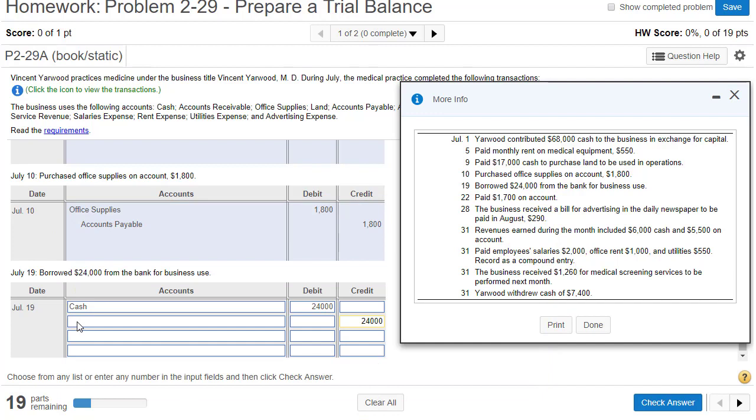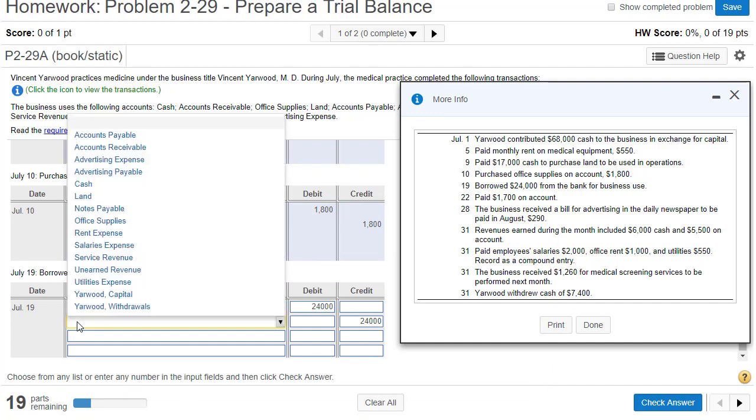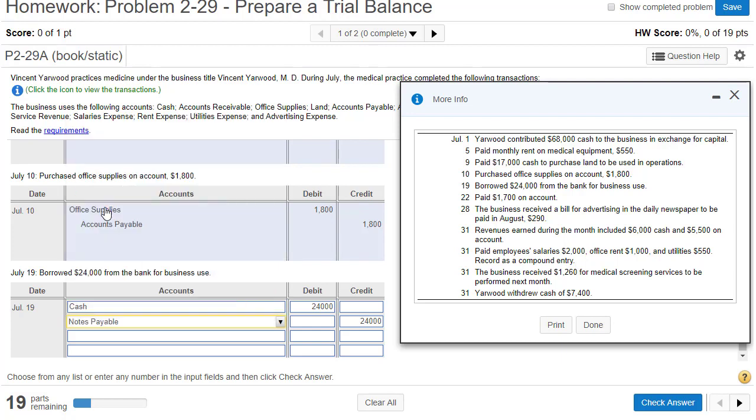So let's see what type of liabilities we have. Accounts payable, which is usually due within 30 days and do not charge interest. We got advertising payable. We got notes payable. So notes payable is the best liability to use. Notes payable, remember, are longer than accounts payable, and notes payable usually charge interest.